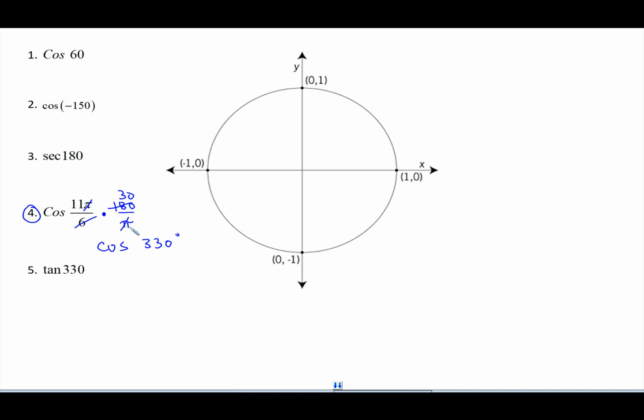Okay, so let's sketch that now. Cosine 330 is positive, so we're rotating counterclockwise. Here's 90, here's 180, here's 270, and then 330. If this is 270, you need to go 60 more, so about right there. This rotation is 330 degrees, so the rest of this angle has to be 30, because the whole circle makes 360.